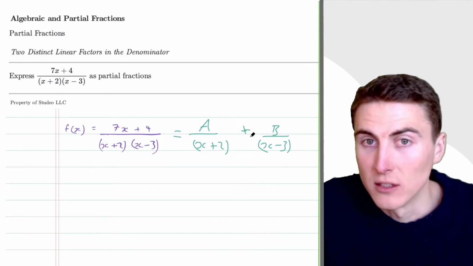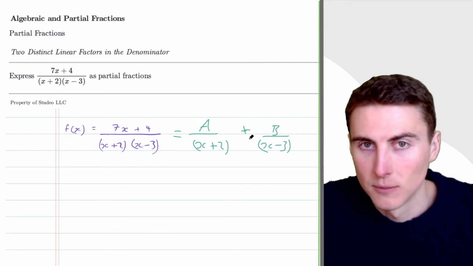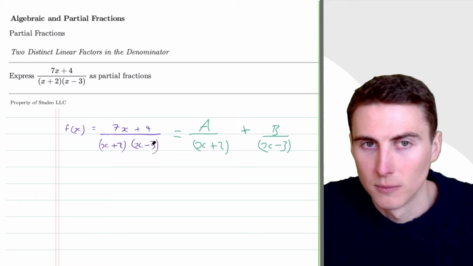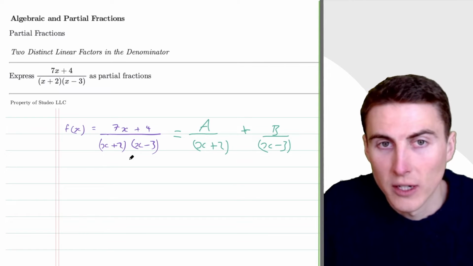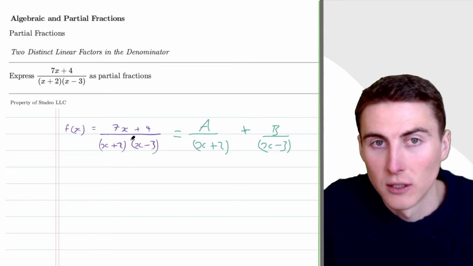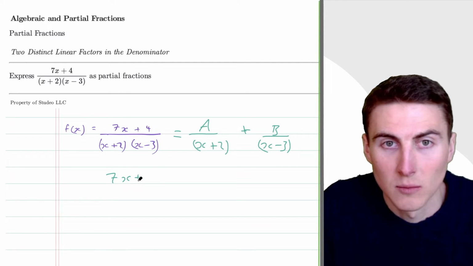So we write it out like this to start with, and then imagine that you multiply every term by the x plus 2 and the x minus 3. So over here on the left, if you multiply this by x plus 2 and x minus 3, these would both cancel out, and you'd just have 7x plus 4.